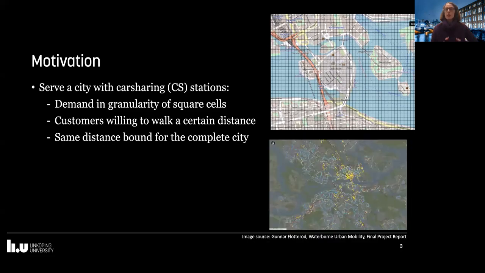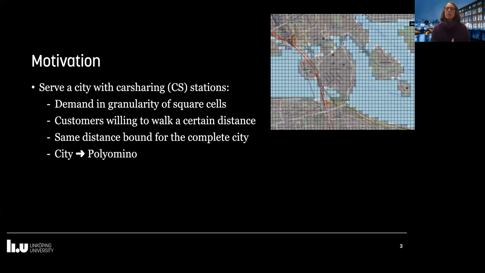And of course, that's a very simplified version of assuming demand. What we will do in the project is use a multi-agent simulator, MATSim, to actually obtain a more detailed representation of the demand and how that reacts to car sharing stations. But with that, this will work for today.